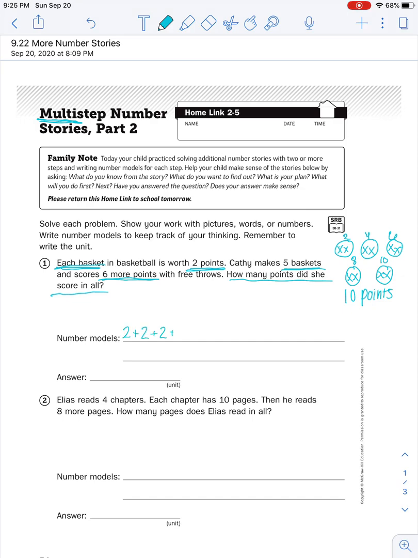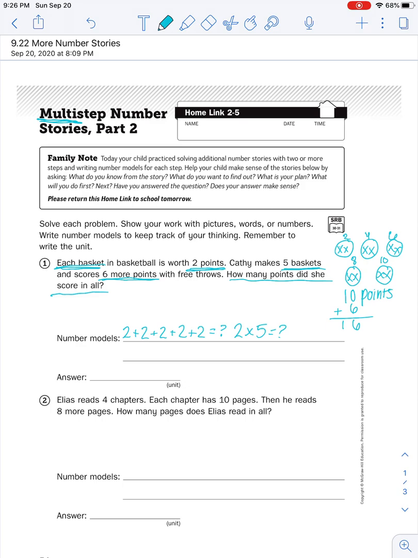So you could either put 2 plus 2 plus 2 plus 2 plus 2 equals question mark, or you could say 2 times 5 equals question mark. All right, and then the next step I'm going to do is add that 6 points on there that she got from free throws. So we know she had at least 10 points and then she got 6 more points.